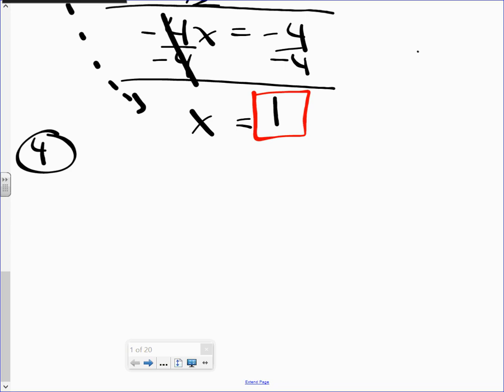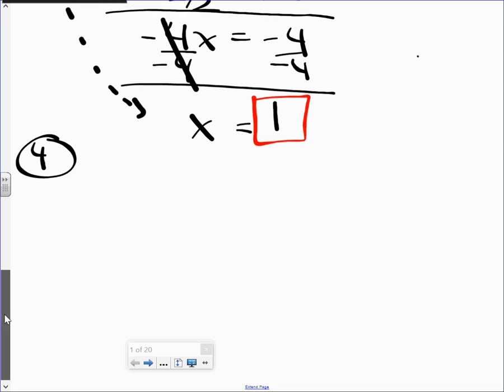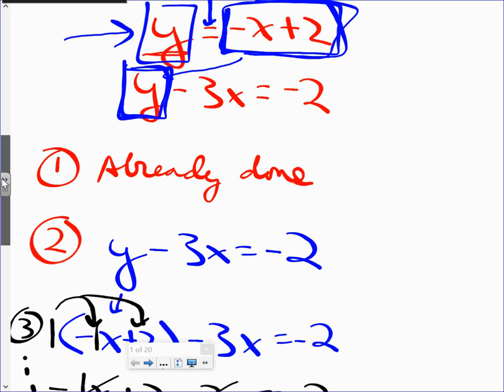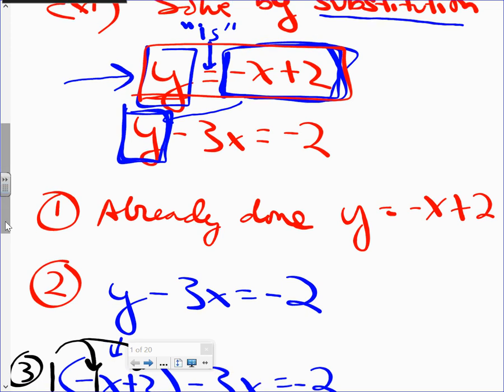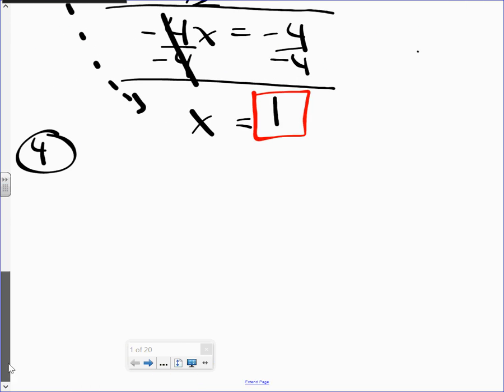So substitute the value here. Look at 1. This is why it's called substitution. X is 1, so I can substitute that 1 back into the original equation from step 1. Step 1's equation was this right here: y equals -x plus 2. So what I can do is replace x with 1. Watch. Step 4. All I'm doing is step 4. Read it one more time, nice and loud, Ortiz.